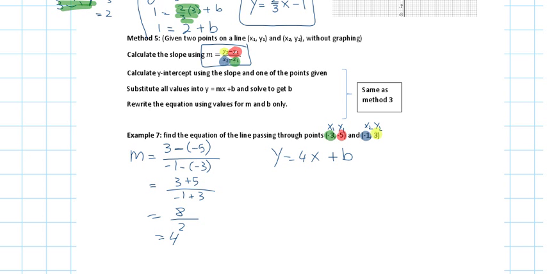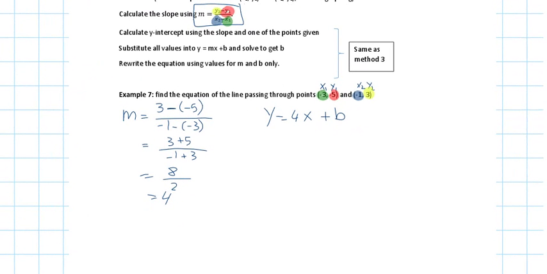Okay? So, which one do you want me to pick? First one or second one? First one? Okay, because that's the harder one, okay? Y is negative 5 and x is negative 3. So, what's 4 times negative 3? Negative 12. Yeah.